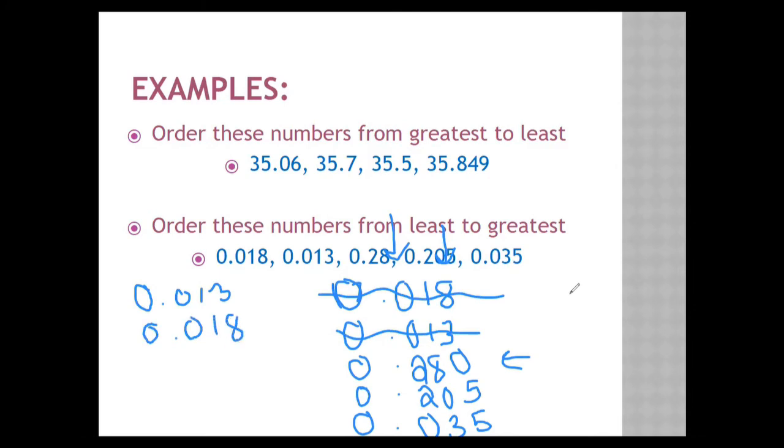Okay. So now I'm back to the bottom 3. I need the smallest of those 3 numbers. I'm going to start in the tenths place. I have 2 of them with a 2. 1 has a 0. Well, I know 0 is the smallest.